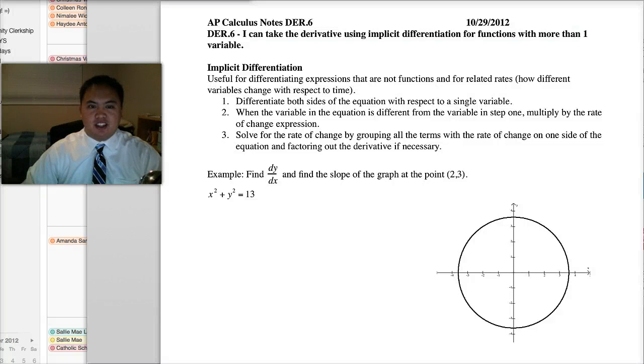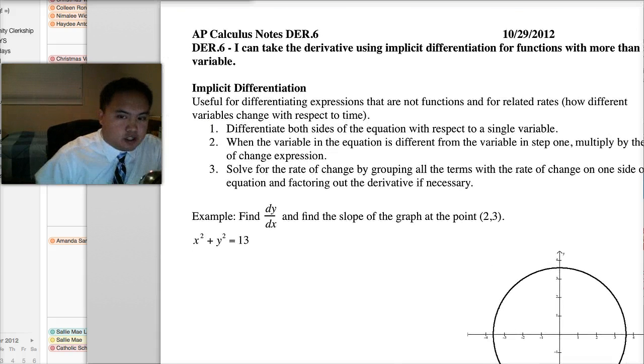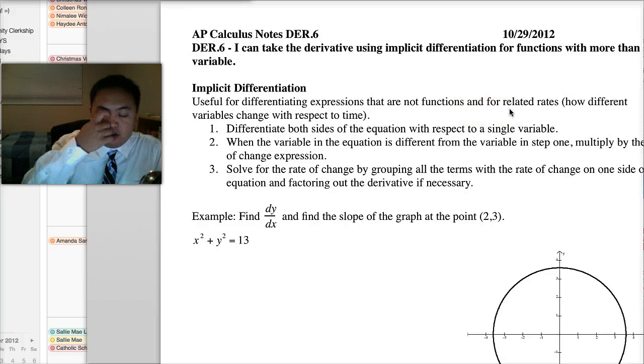Hi everybody, this lesson is about implicit differentiation. Implicit differentiation, if you don't remember or if you hadn't studied it, is basically differentiating expressions that are not functions, and it's used for related rates, how different variables change with respect to time. So like how distance or height is changing with respect to time. That's why we need implicit differentiation, because there's more than one variable.